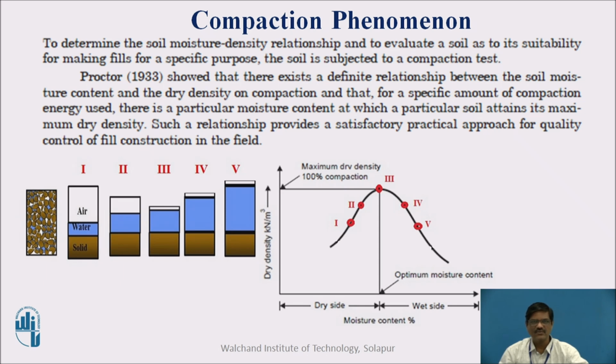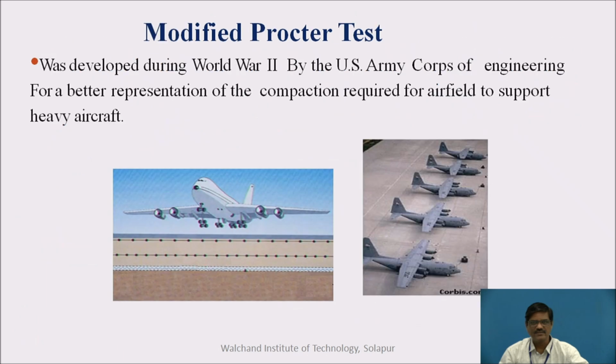Different soils will have different types of compaction curves. Therefore, whenever a soil mass is given to you, we need to perform the experiment and find out the parameters. There are basically two compaction tests. One is called the standard Proctor test, which is also called the light compaction test, and another is called the modified Proctor test, which is also called the heavy compaction test. In the previous session I covered the standard Proctor test, and in this session we will see what the modified Proctor test is.